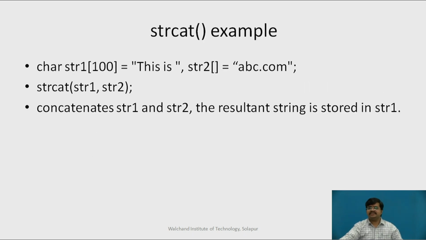So, example for strcat. Char str1 of 100 is equal to "this is", and str2 is equal to "abc.com". strcat of str1, str2 will do what? It will concatenate them, and the output will be "this is abc.com". It concatenates str1 and str2 and the result is stored in str1. So this is about the function strcat.